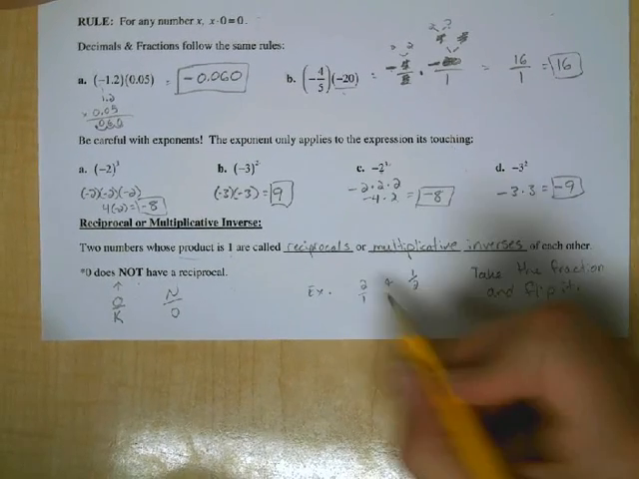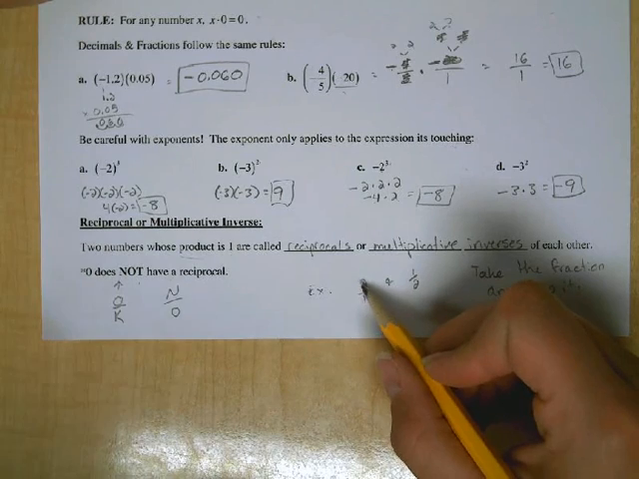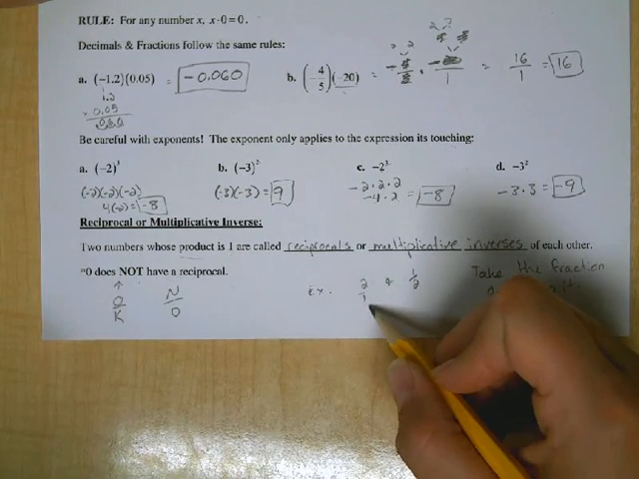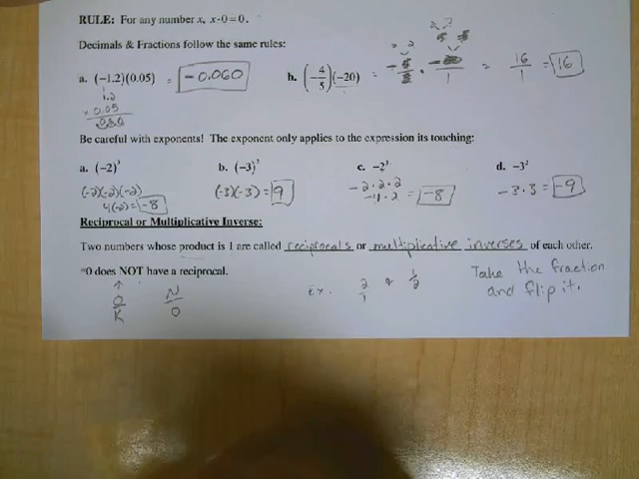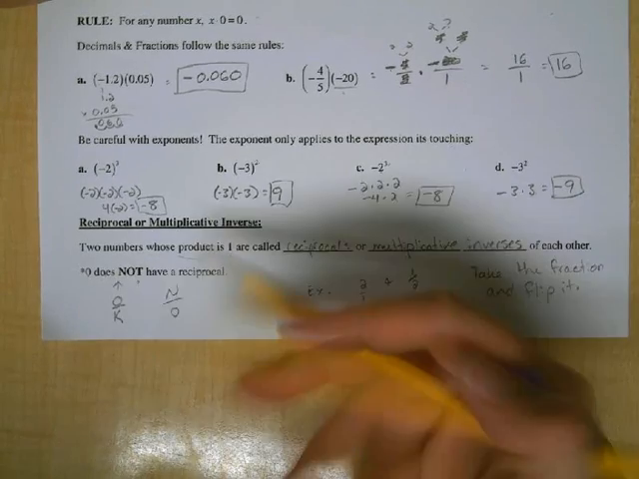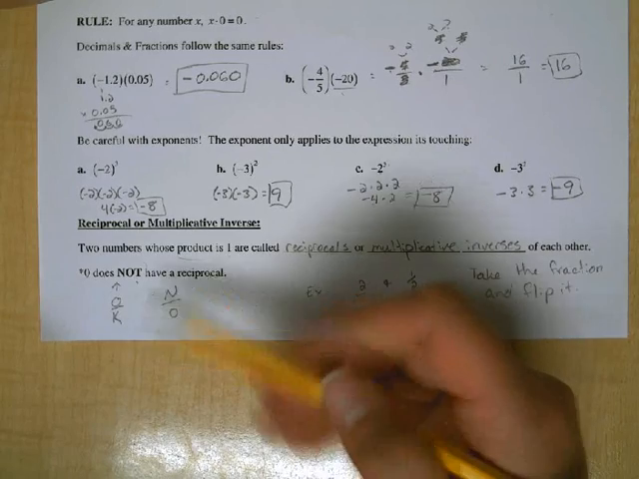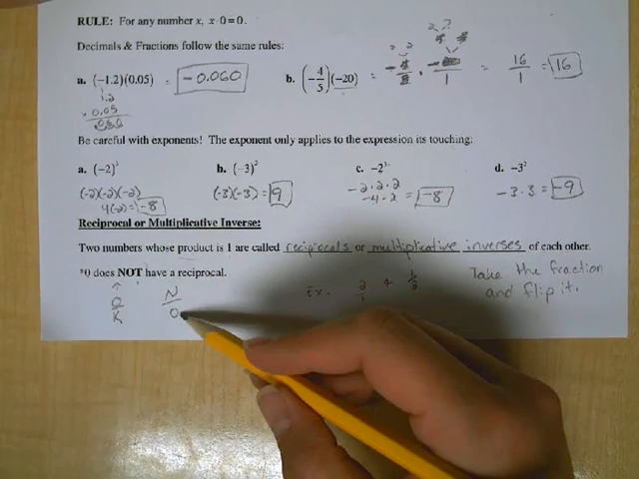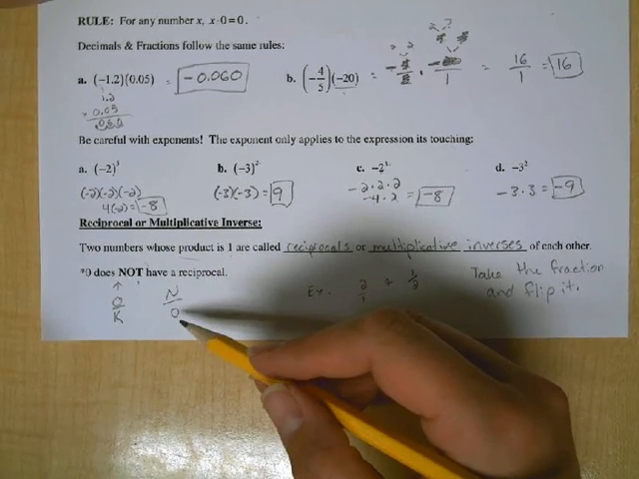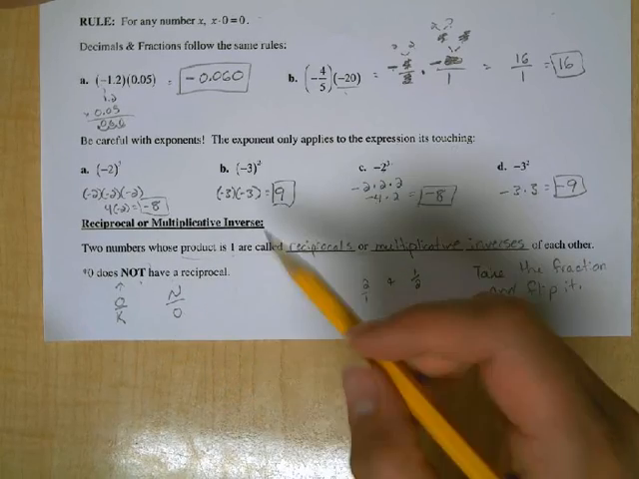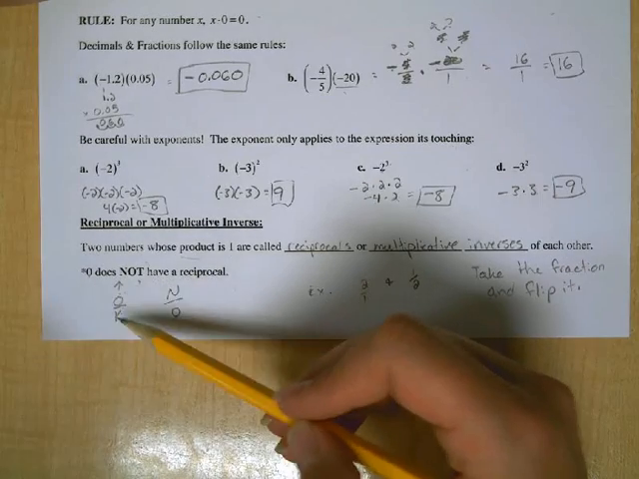So here I didn't have a fraction, it was just 2, so I put it over 1 so that I could flip it. So that's why 0 doesn't have a reciprocal: when I flip 0 over anything, I'm going to get 0 on bottom, and we cannot divide by 0 in math. That's one of the biggest math no-nos ever. 0 on top is okay, 0 on bottom is a big no-no.